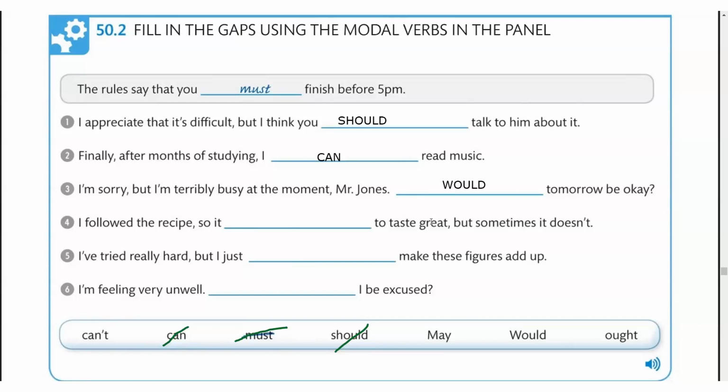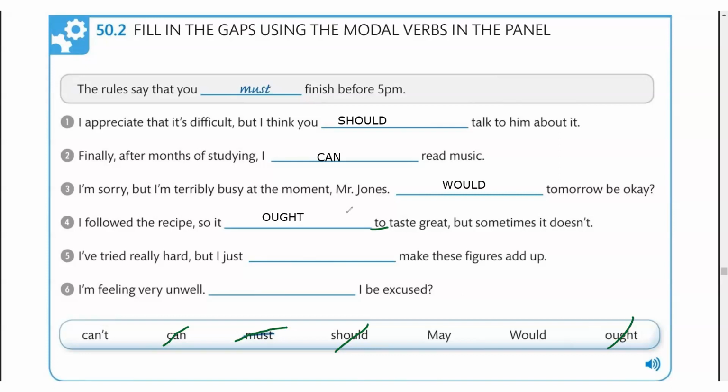Number 4. I follow the recipe so it blank to taste great, but sometimes it doesn't. It ought to taste great. Yeah, it's similar to should. Remember, we said ought is just a little bit more formal. We can even use should here. Yeah, it should taste great. But we have the to, so we have to say ought to taste great. It can't be should with the to, should to taste great, no. But because we have the to, ought to works well. Because some students might say, could I put should here? Yeah, you could if we didn't have the to. And we've also used should already. So let's go to number 5.